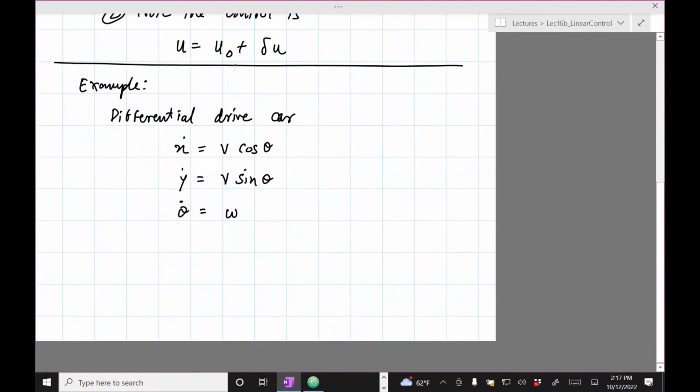So if we assume the state x, I'll distinguish it from my small x the way I write it down. Let's say that the state x is x, y, theta. My controls, which sit in U, are v and omega. You can control the linear speed, and you can also control the angular speed by changing the speeds of the motors.